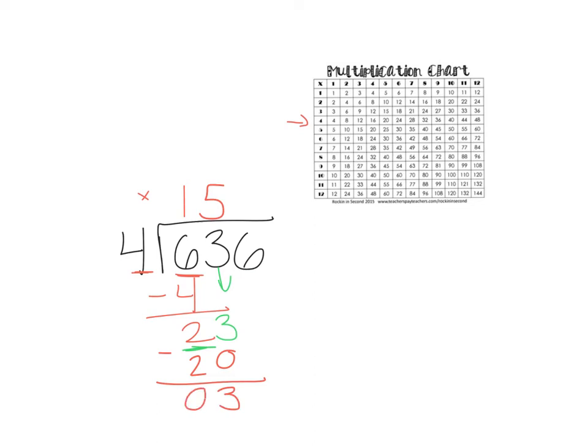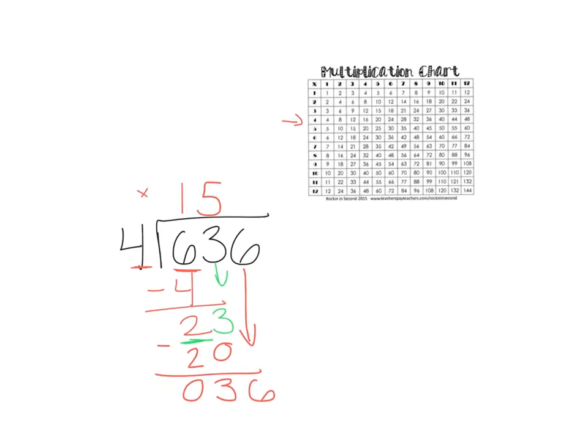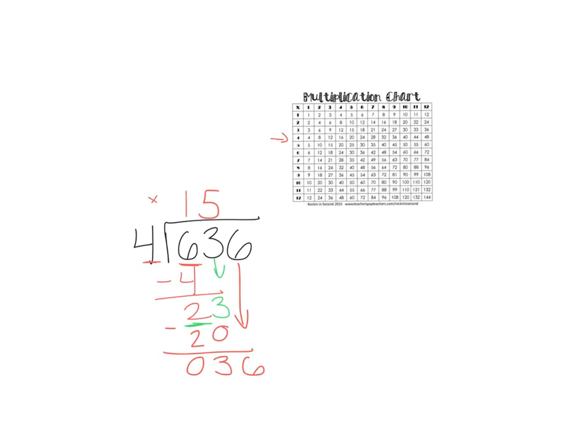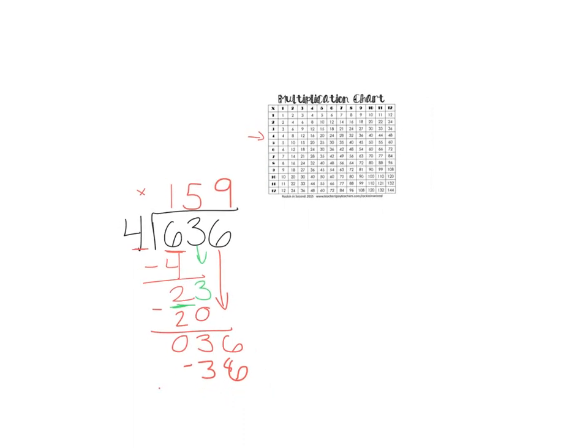Now, again, we're left with a number inside that is too small, so we must bring down our 6. So, how many groups of 4 can we make with 36? Well, we look at our multiplication chart and we can make 9 groups of 4 with 36. Now 9 times 4 is 36. We subtract and we get 0. Therefore, 159 is our answer.